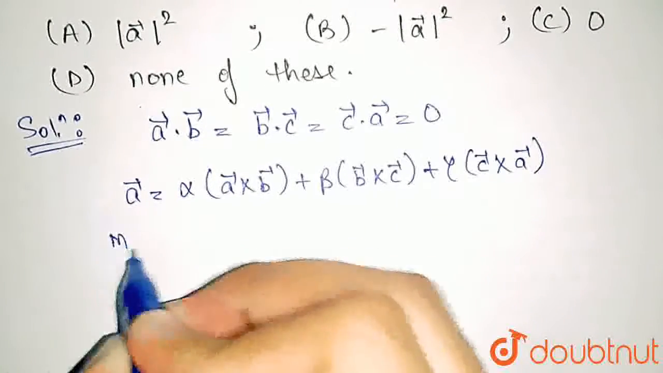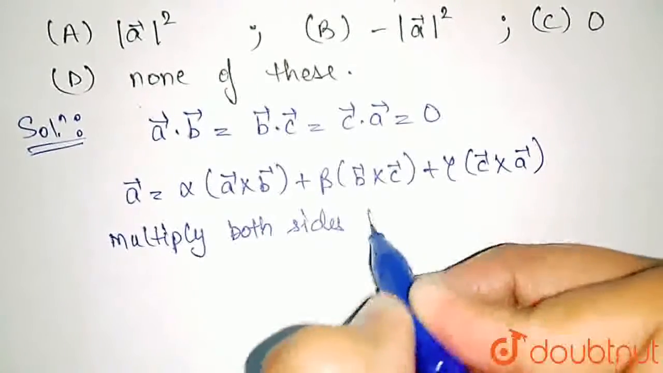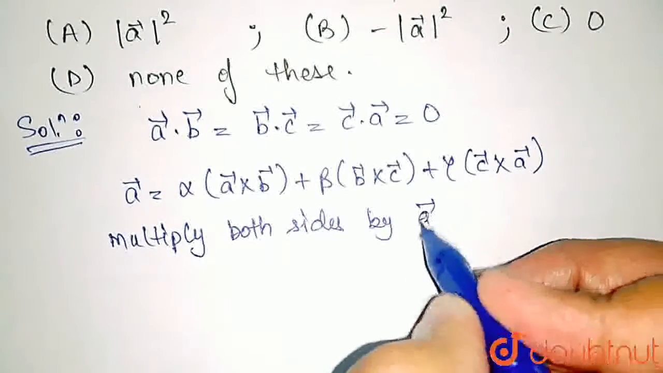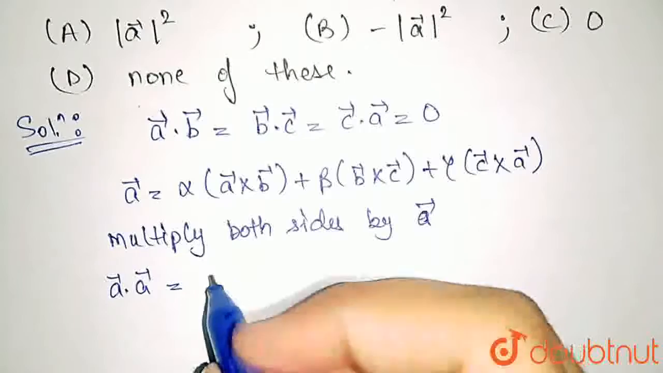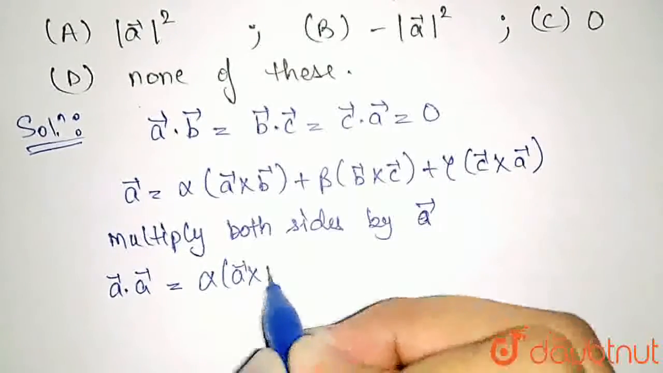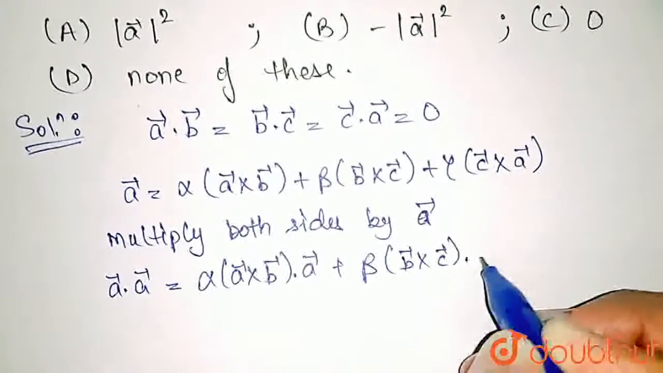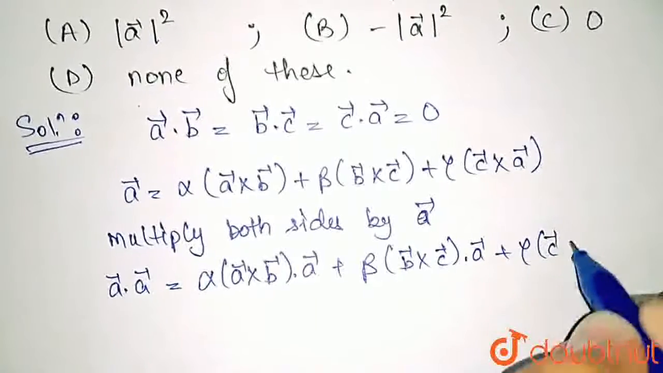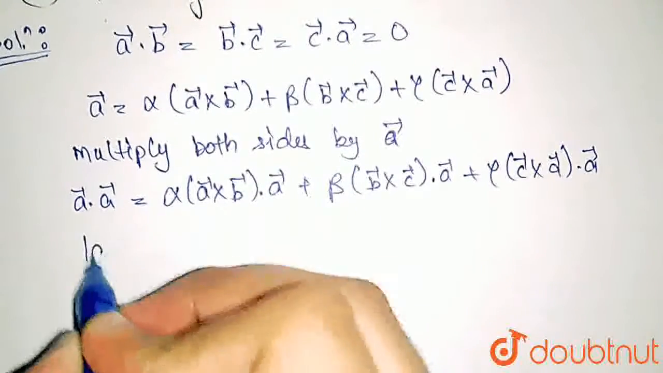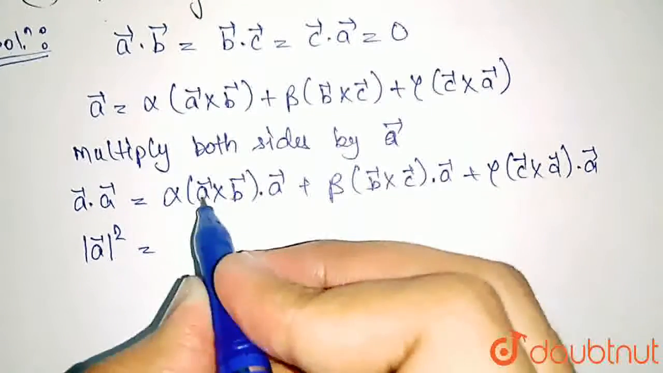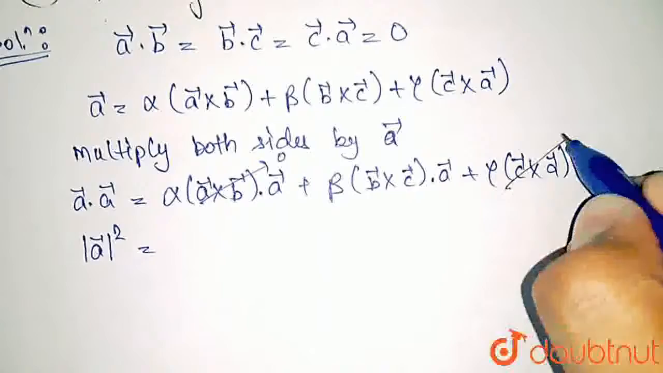Now what we will do is multiply both sides by A vector. So here we'll get A dot A, and in the RHS we'll get alpha A cross B dot A plus beta B cross C dot A plus gamma C cross A dot A vector. Now this would become mod A square. Here A cross B dot A will lead to 0. This expression becomes 0, and C cross A dot A, this will also become 0.